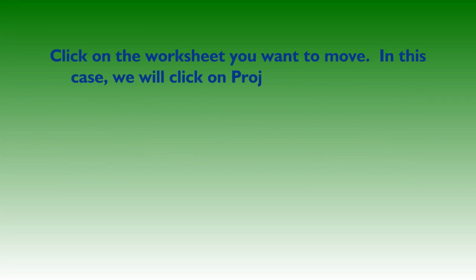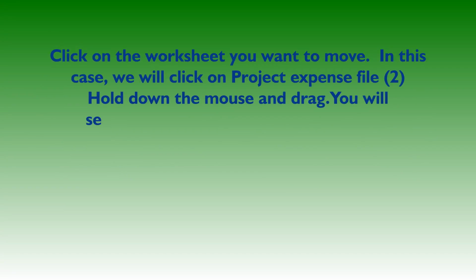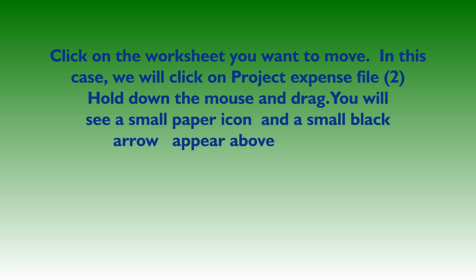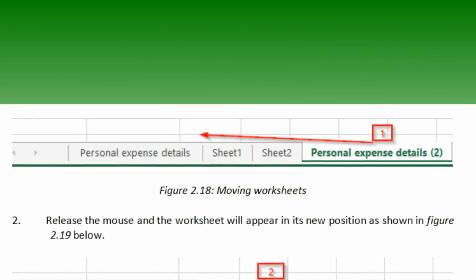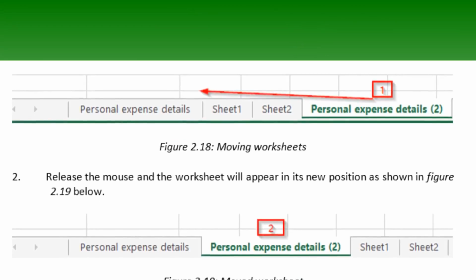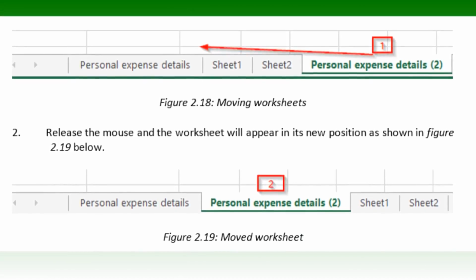1. Click on the worksheet you want to move. In this case, we will click on Project Expense File 2. Hold down the mouse and drag. You will see a small paper icon and a small black arrow appear above where you want to place it. This slide shows the movement of the worksheet to the right location. 2. Release the mouse and the worksheet will appear in its new position.